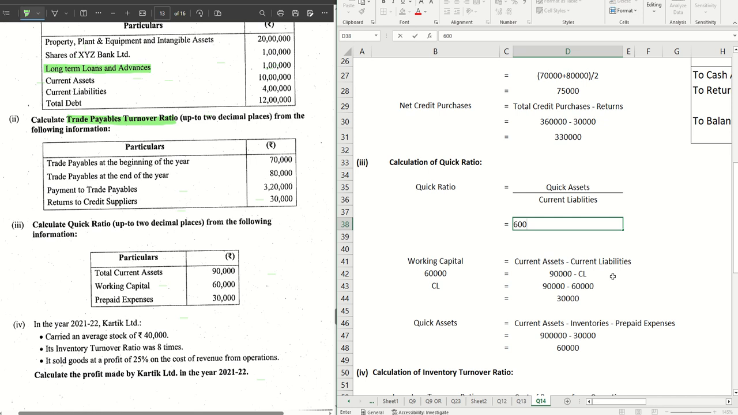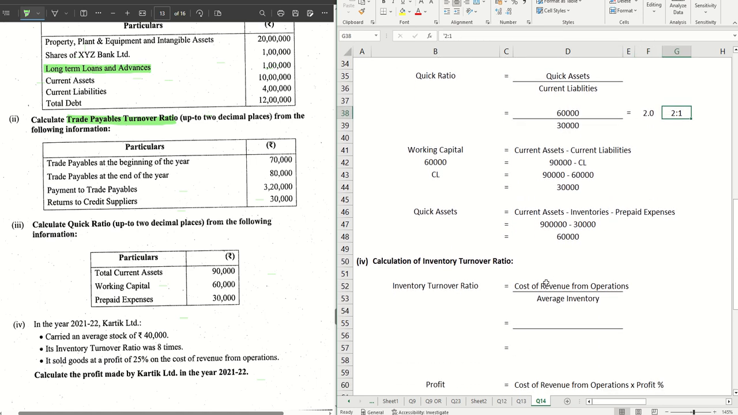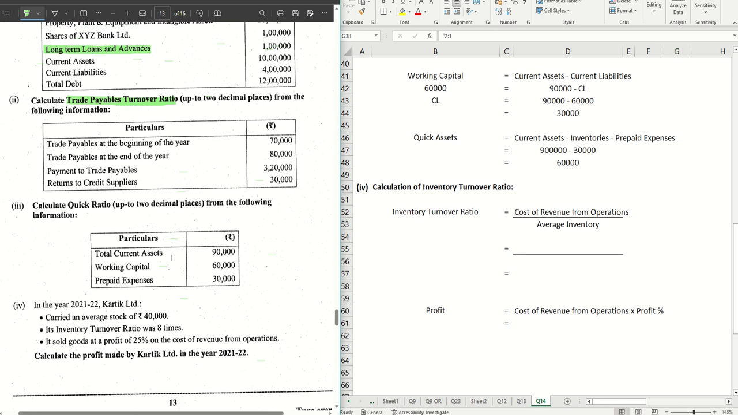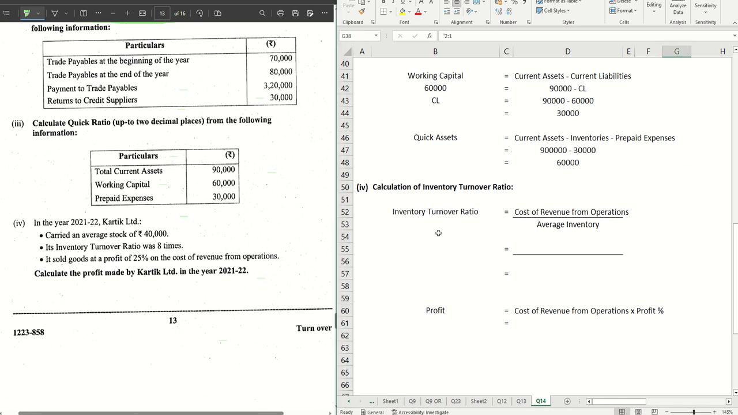Let's put that value here in the formula, 60,000 by 30,000. So how much do we get? Which is a straightforward calculation, 2 is to 1. So our ratio is 2 is to 1. Okay, that's our quick ratio. This is done as well. Let's move on to the last part, section 4, where we are required to calculate the profit for the year.